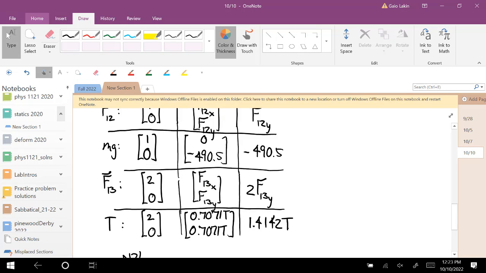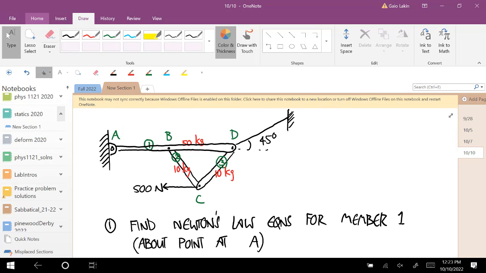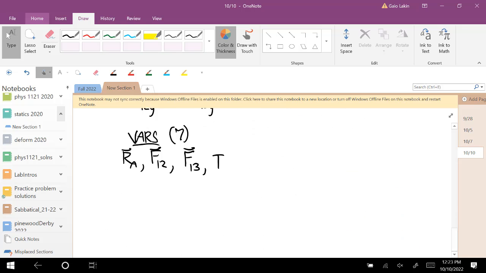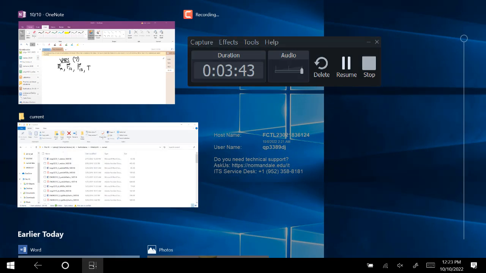Okay, so now let's isolate member 2 and do the same thing. So I'm going to pause this and you guys go through and calculate this stuff, and then we'll make sure we're doing the same thing.